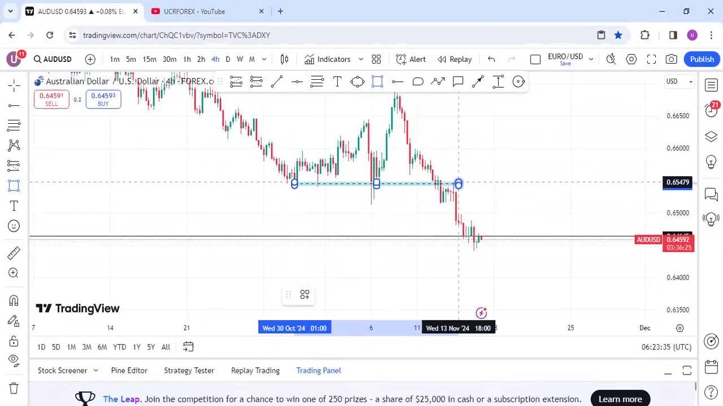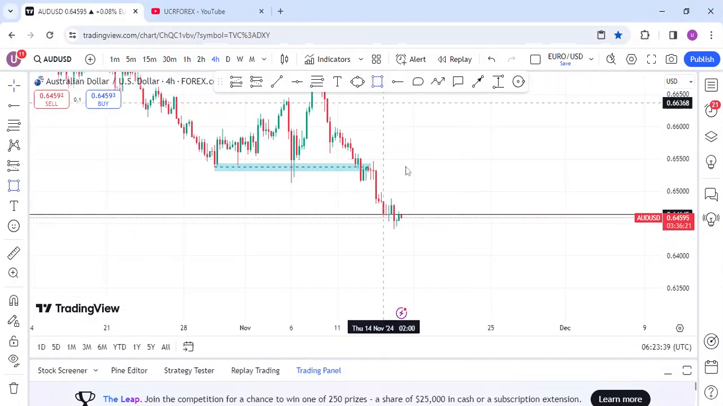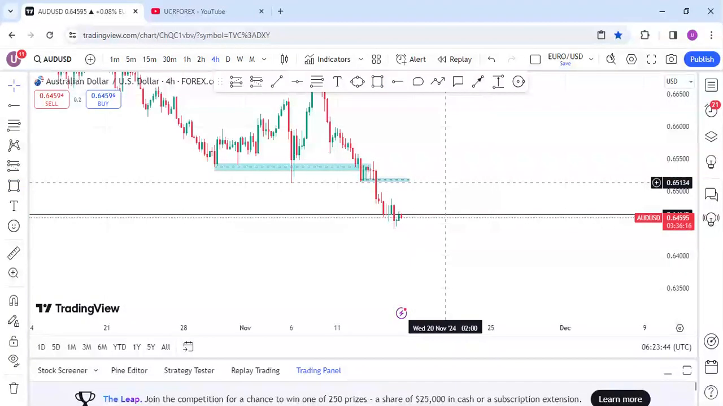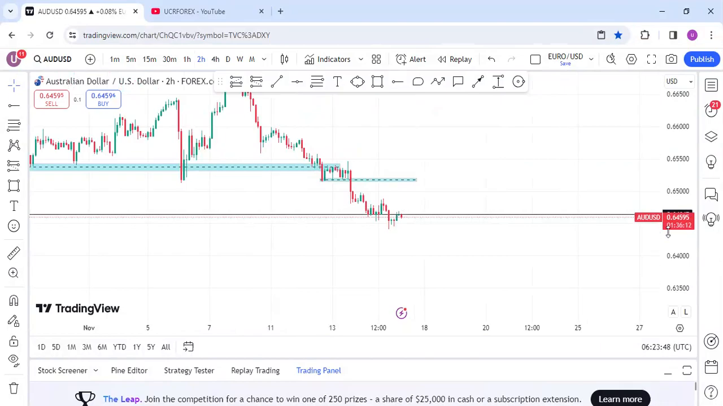So this is a support or resistance. I keep it this way. So again, this is another one, and this is another one here. It looks more tiny here on the 4 hour time frame. Let's go down to the 2 hour time frame or 1 hour time frame, any one you are more comfortable with.